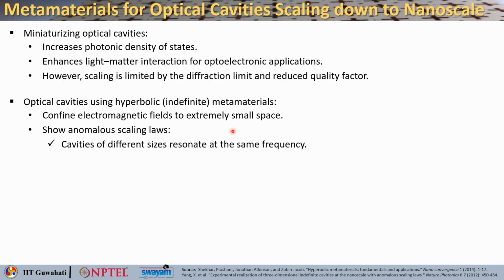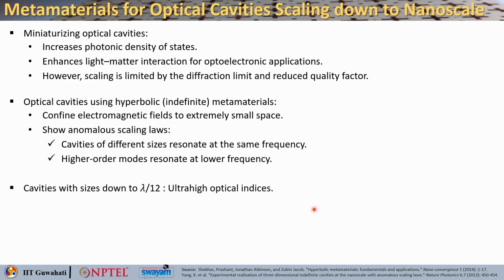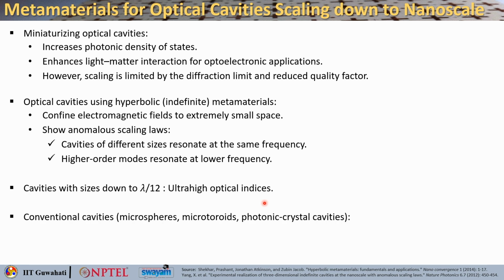It also shows some anomalous scaling laws, something like the cavities of different sizes can be made to resonate at different frequencies, and also the higher order mode will be seen to resonate at lower frequencies. This is something completely opposite that happens with conventional cavities. You will also see that you can make cavities with sizes down to lambda by 12. That means you are basically going to achieve ultra high optical indices.